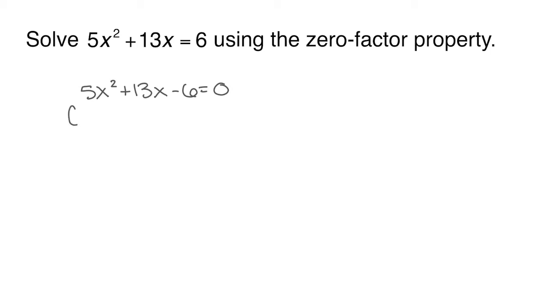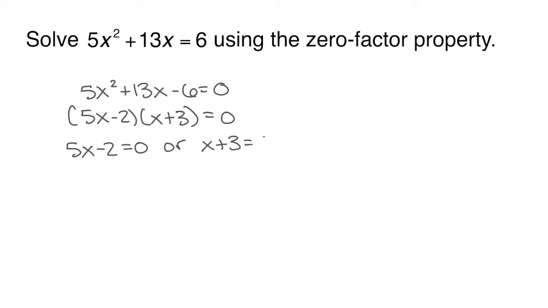This factors to 5x minus 2 times x plus 3, which is equal to 0. And so by the zero factor property, 5x minus 2 equals 0, or x plus 3 equals 0. These equations give the solutions x equals 2/5 or x equals -3.